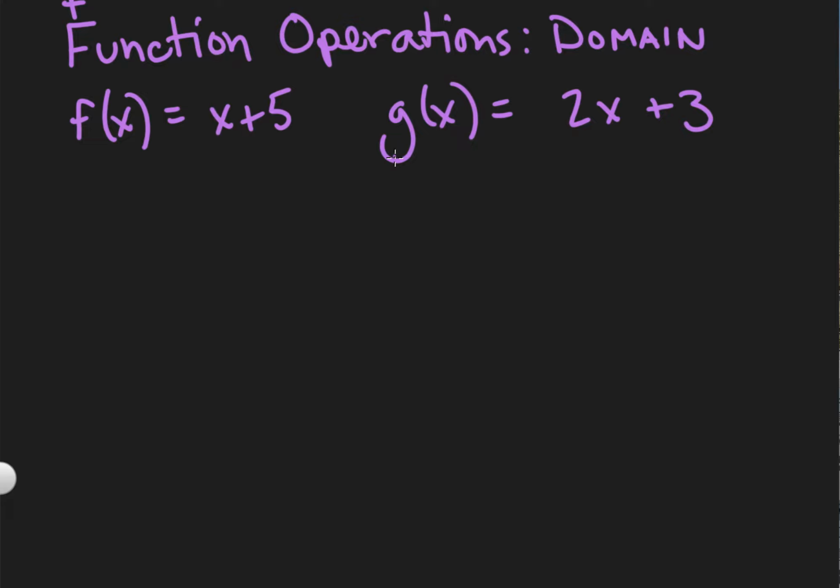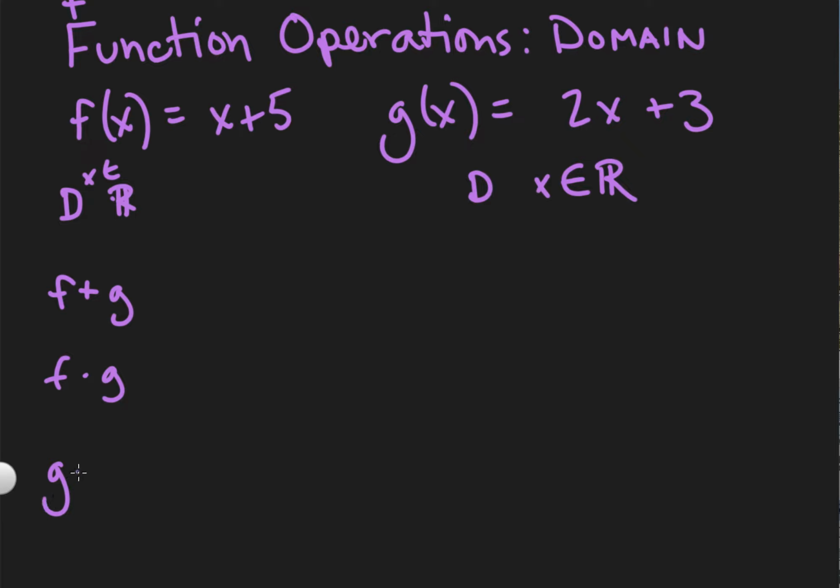So we can take my x plus 5. We know that the domain for f of x is all real numbers. So x is a member of all real numbers. 2x plus 3 is linear, so we've got a domain here as well. X is a member of all real numbers. So if we were to add f plus g, if we were to multiply f times g, if we were to subtract, either way, let's do g minus f, we're going to end up with domains of all real numbers for all three of these.